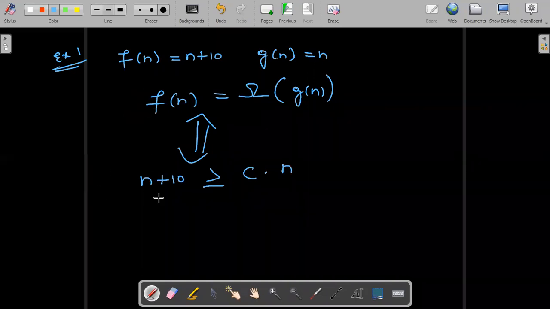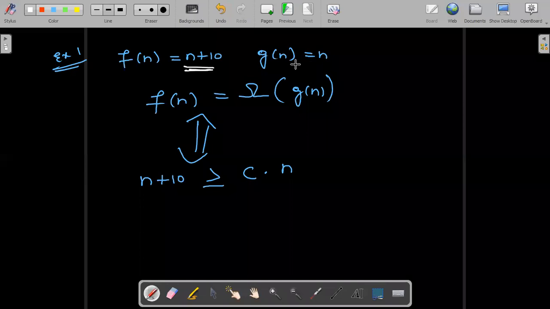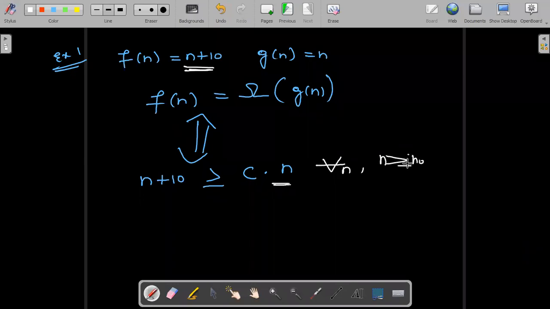Correct? See here, I have taken n plus 10 because from here, f of n is n plus 10. Again, g of n, I have taken the n value from here. This is a constant one. Check for all n values. For all n values you have to check it. Again, n should be greater than or equal to n naught constant.